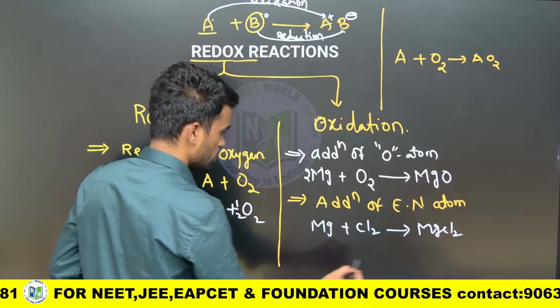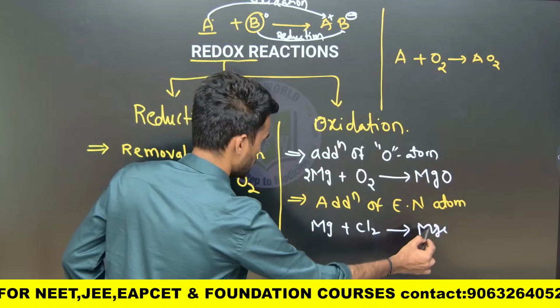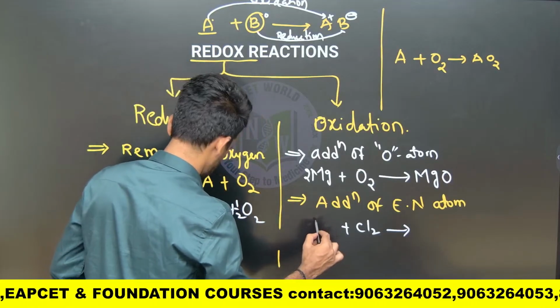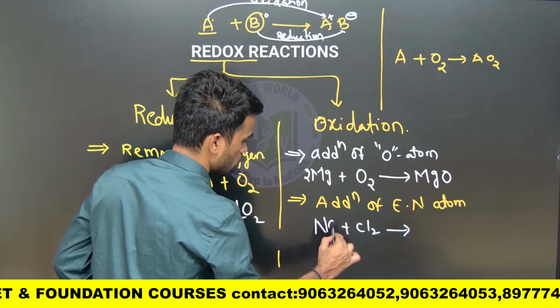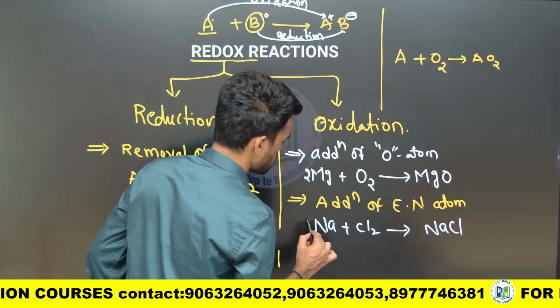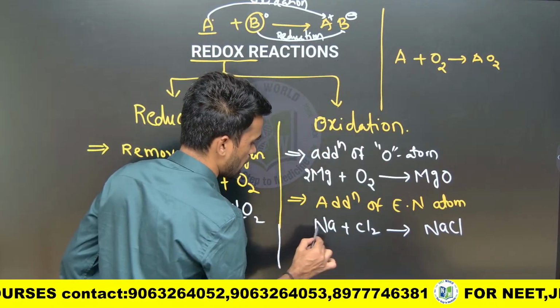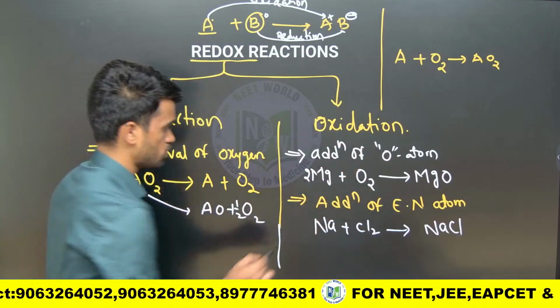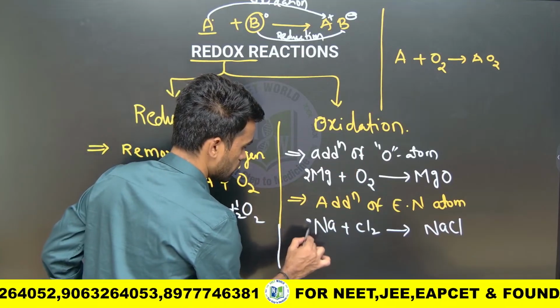Or, as I have shown you with magnesium, take the sodium atom, let us say. To the sodium atom I am adding chlorine. So it will become NaCl. So this process is also what? Electronegative atom is added to the sodium, so it is also the oxidation process here. Here 2 sodium you can say.